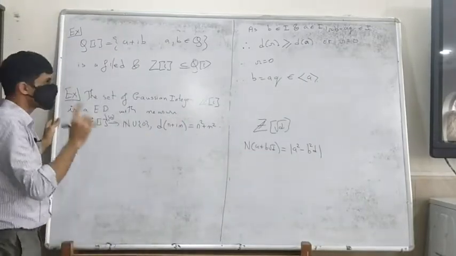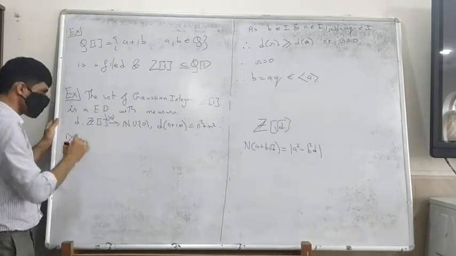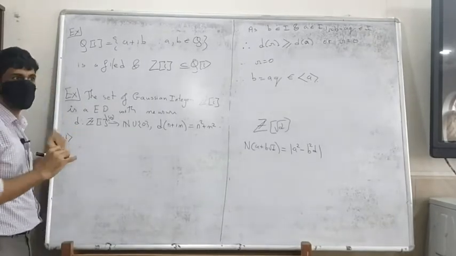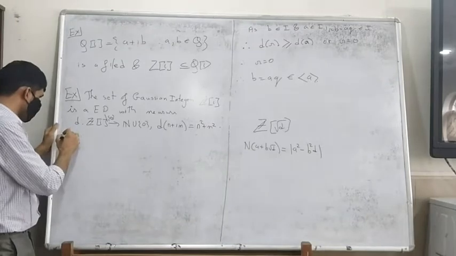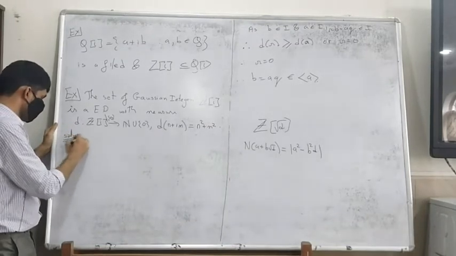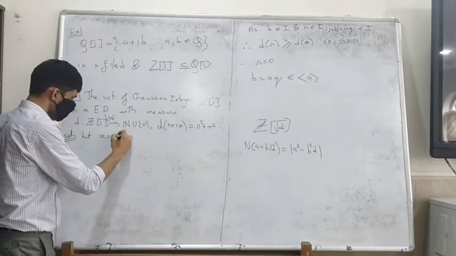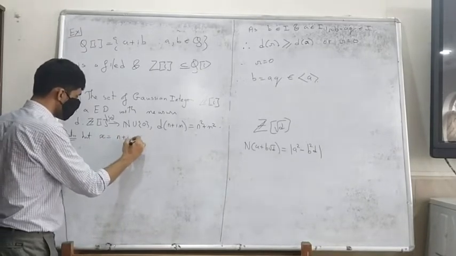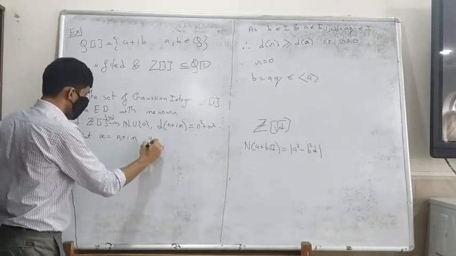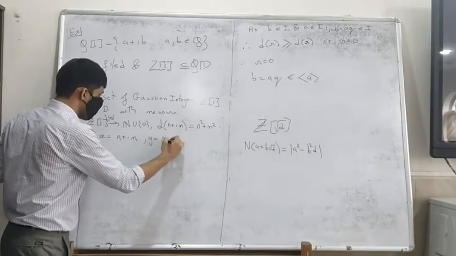Okay, so first I have to prove property 1. That is easy. Let you take x to be some n plus im and y to be n2 plus i m2.